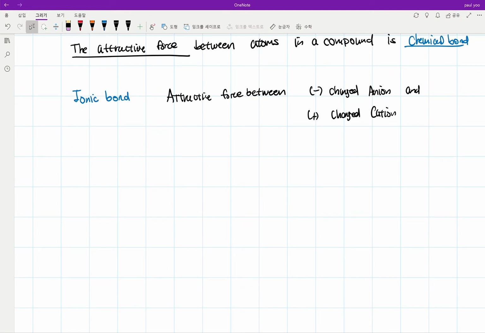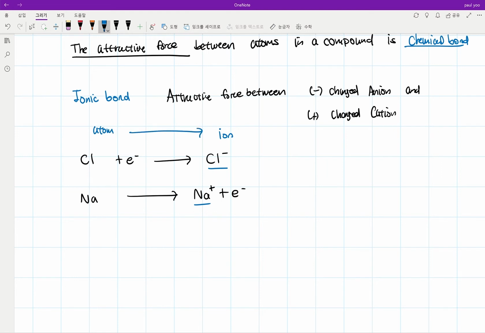And one example is Cl plus e minus becomes Cl minus, and Na becomes Na plus plus e minus. So in both cases, Cl minus and Na plus, we call these ions. And when an atom forms an ion, it will either release or absorb energy, and these energies are called ionization energy.